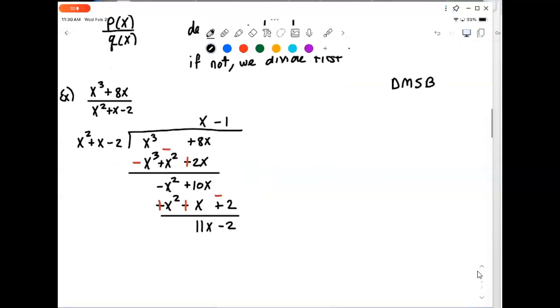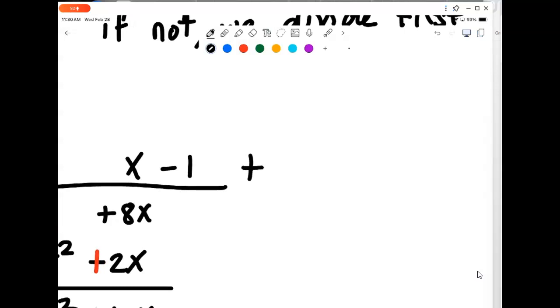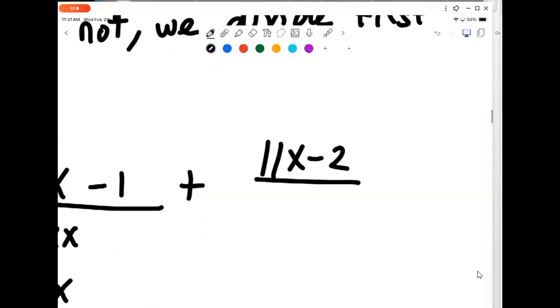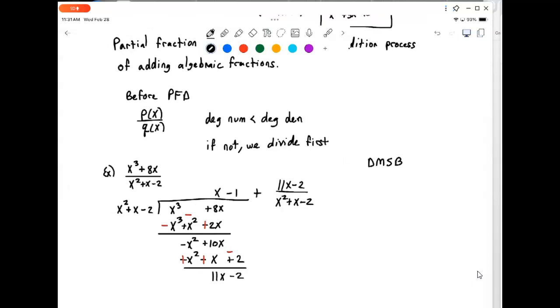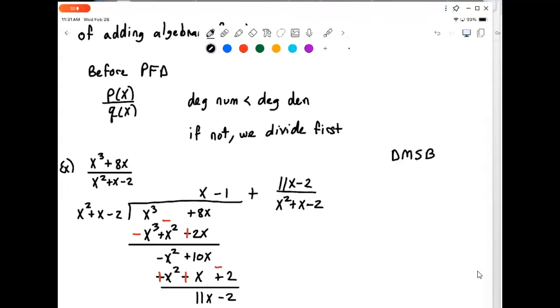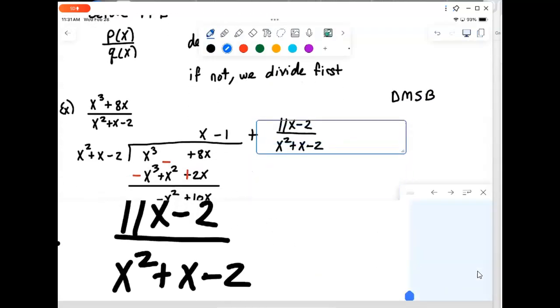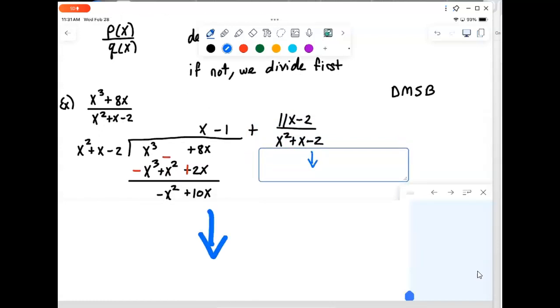And that's our remainder because now we're trying to divide x squared into 11x, which doesn't go evenly. So at this point what we do is we take our remainder, 11x minus 2, we write the problem out like this, 11x minus 2 divided by our divisor, x squared plus x minus 2. And now we have a fraction that is in lowest terms. The degree of the numerator is smaller than the degree of the denominator, and that's actually the object that gets decomposed.